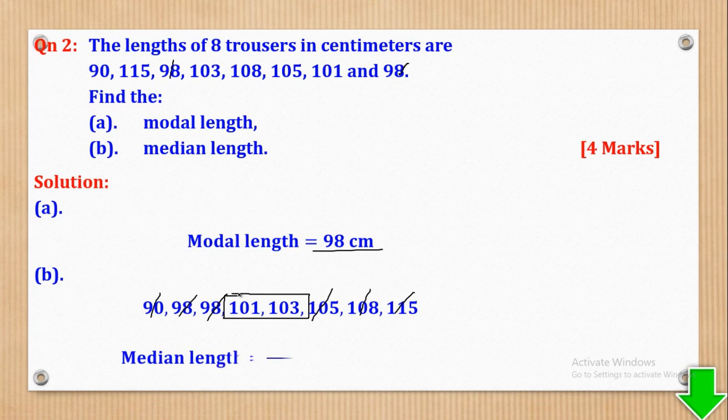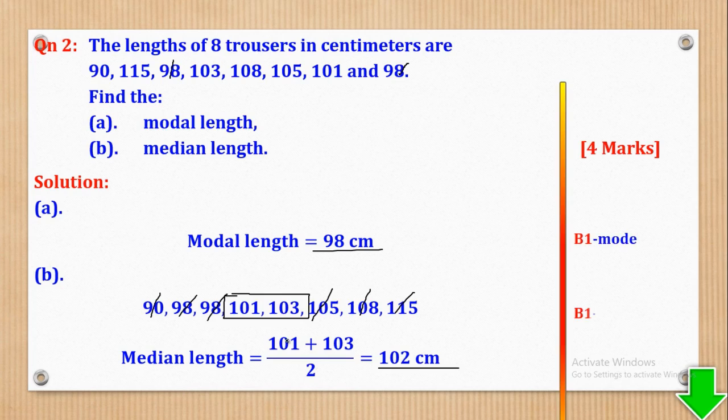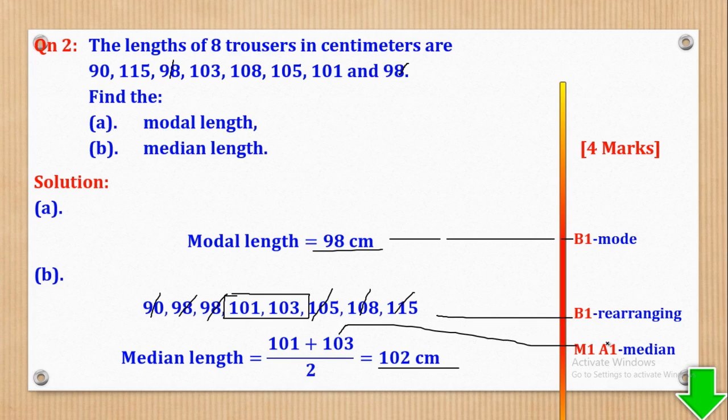Therefore, I come and say that median length is equal to the sum, which is 101 plus 103 over 2, to come up with 102. So basically that's what they wanted. Now let's see how much can be awarded. So B1 for getting the mode, B1 for rearranging, M1 for substituting, and A1 for the output.